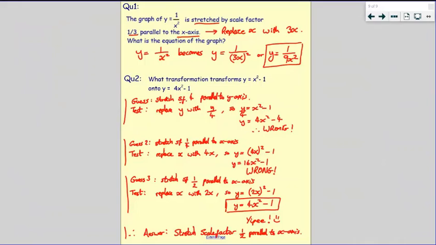I hope that's been helpful. Have a look at the questions in the textbook and on the booklet on transformations of graphs.